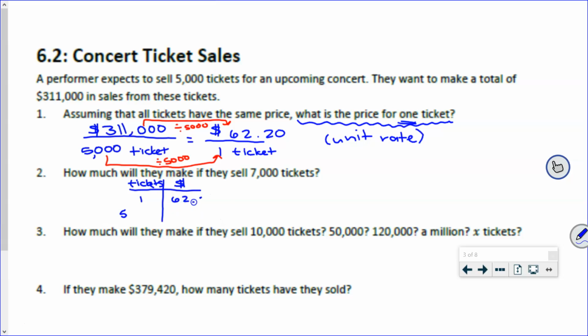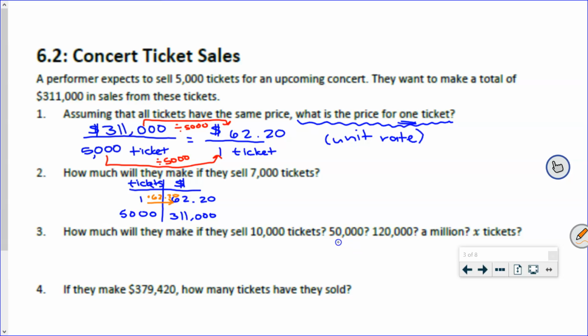20 is a weird number to end on. $62.20, so my brain just didn't want to accept 20 cents. We also know that 5,000 tickets will cost $311,000. The reason why taking this baby step here and finding that unit rate is so helpful, because now when I ask the question, how do we go forward in this table, you can see it very easily. How does that one change to a 62.20? We multiply it by 62.20. Anytime I'm going to go forward in this table, I'm going to be multiplying by 62.20.